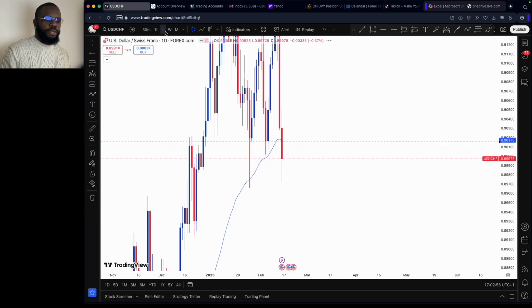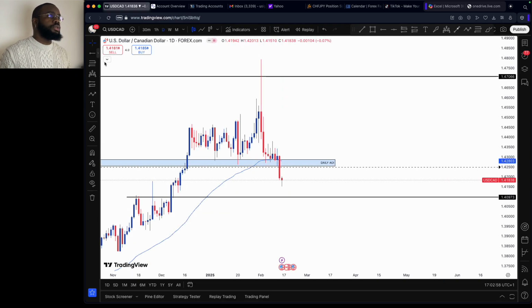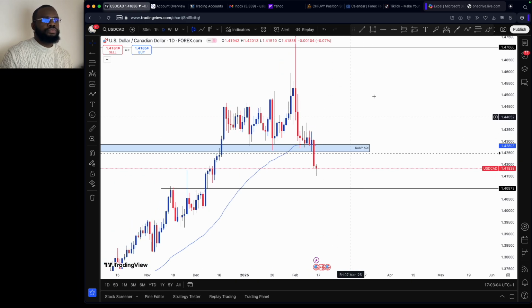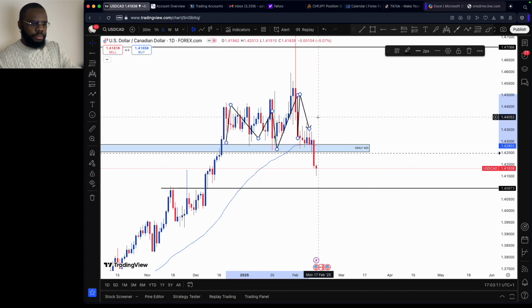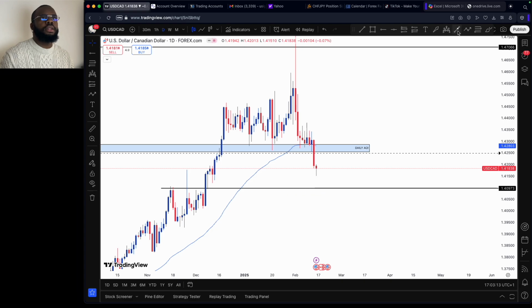So the next pair on the list is USD CAD. I would say they're almost the same. As you can see, USD CAD has also been in this phase of consolidation. Then on Friday, which was yesterday, we did have the breakout of this zone.